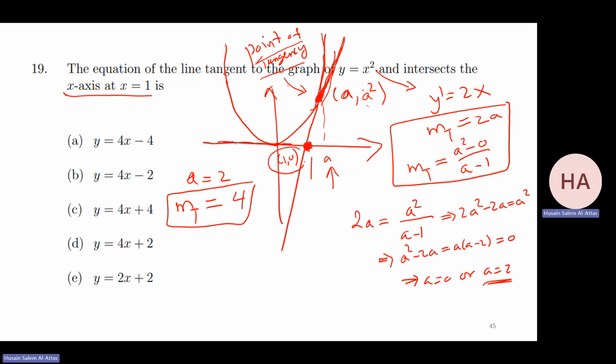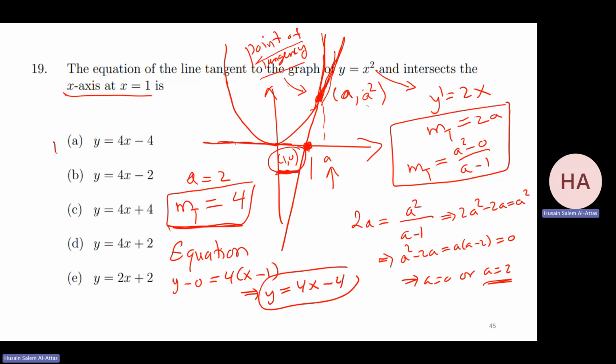I know there is one point of the curve, 1 and 0. To find the equation of any line, I need the slope, which I got, and the point. The point is given, but the slope, I did all of this to get the slope. So the equation, you can use this point, you can use any point, but this is, I think, easier, very clear. y minus 0 equals 4 times x minus 1. So it means y equals 4x minus 4. And this is my solution.